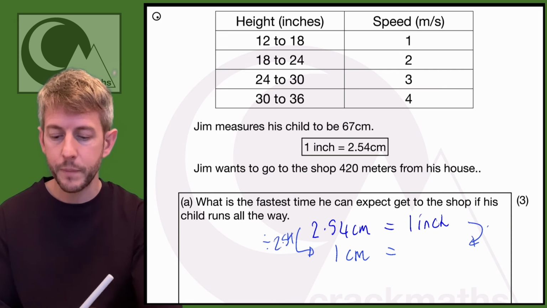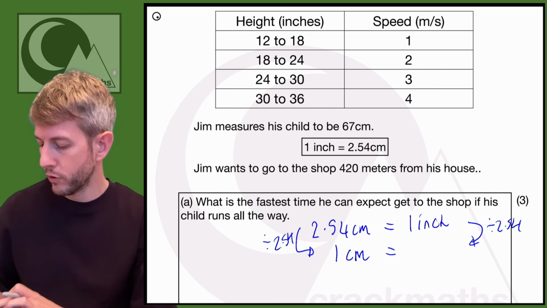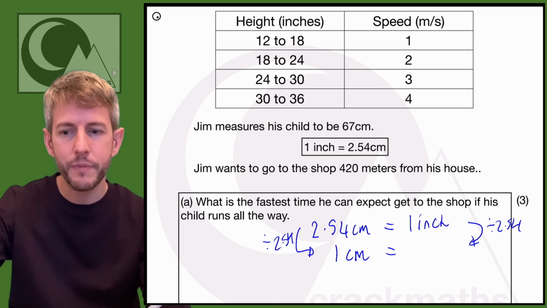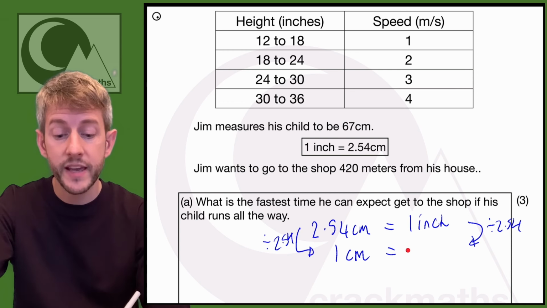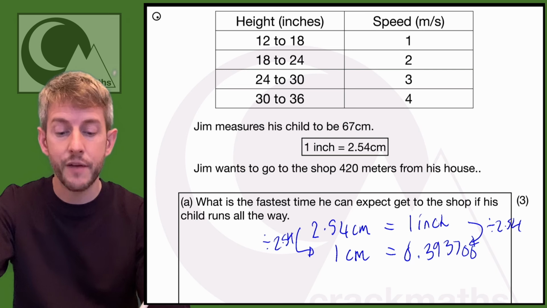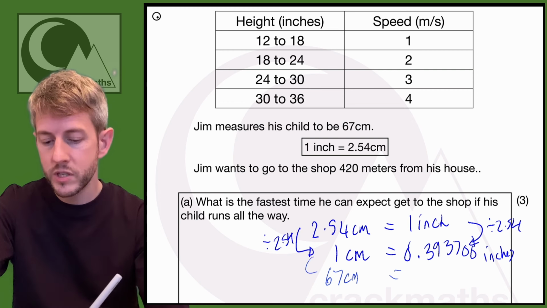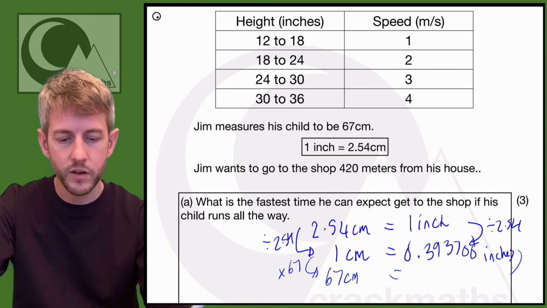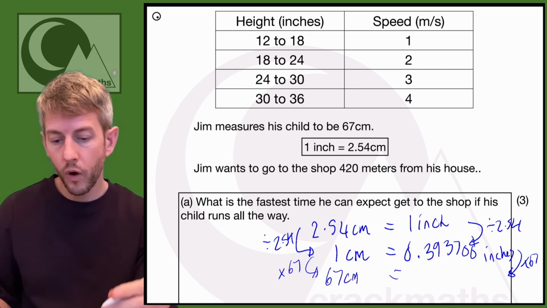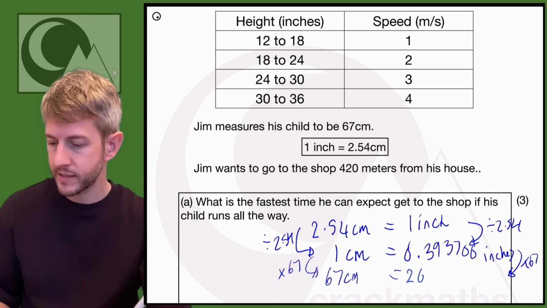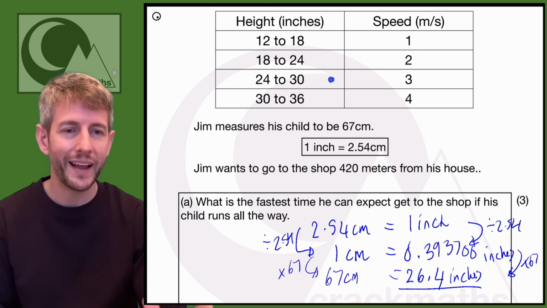Because lengths are directly proportional, I just divide both sides by 2.54. And so 1 divided by 2.54 equals something long, but I'm just going to keep that number in my calculator. I'll write a bit of it down here. So 1 centimetre equals 0.393700 inches. I want to know 67 centimetres, so I've got to times this by 67, and I have to times this by 67 as well. If I do that, times 67, what I get is 26.4 inches.